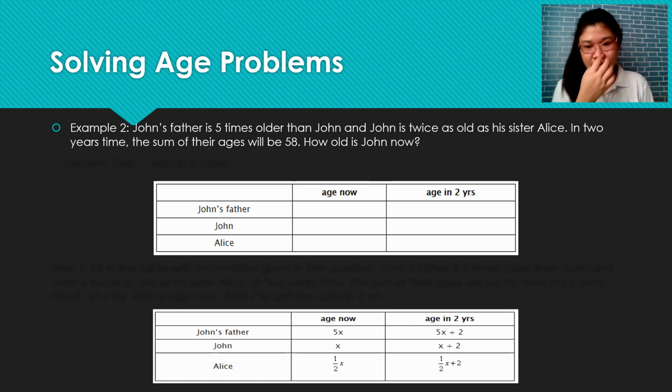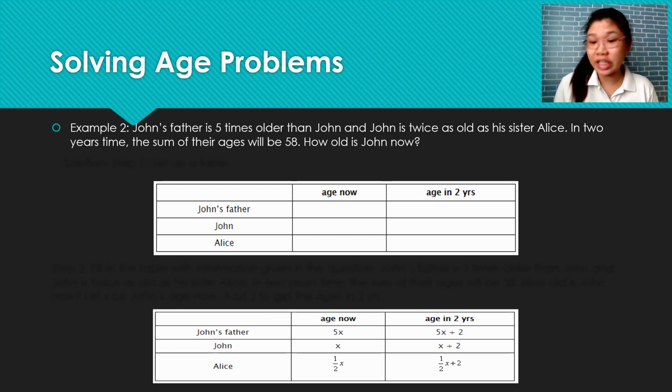So here's another example of an age problem utilizing the tables. John's father is 5 times older than John. And John is twice as old as his sister, Alice. So it's always John and Alice. In 2 years' time, the sum of their ages will be 58. How old is John now?